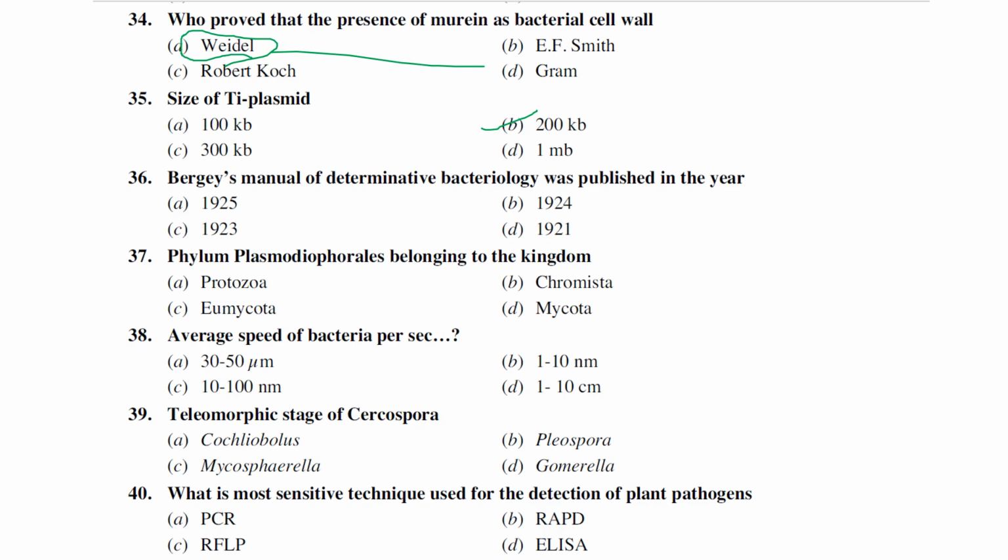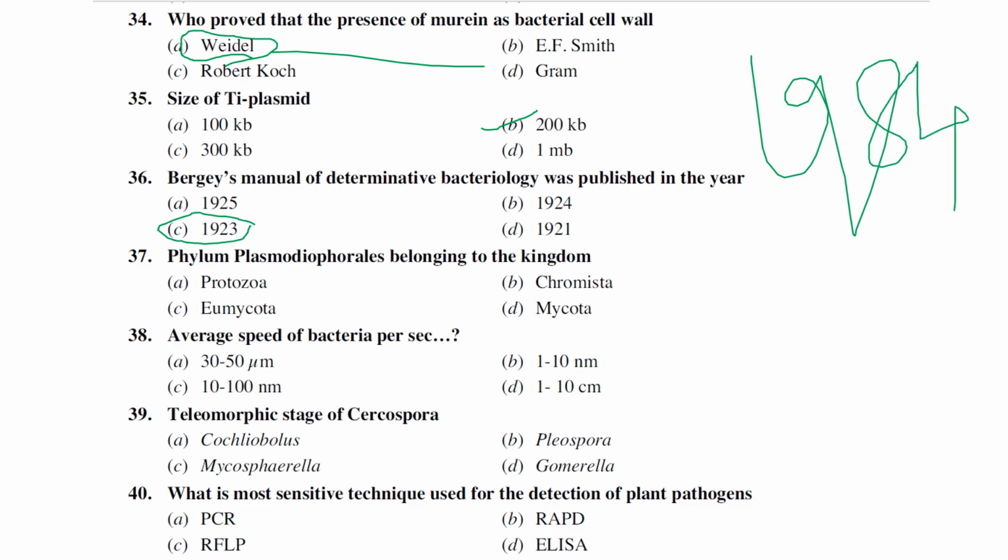Bergey's Manual of Determinative Bacteriology was published in... There are two kinds of manuals related to bacteria, naming, classification, everything: Bergey's Manual of Determinative Bacteriology and Bergey's Manual of Systematic Bacteriology. Generally, Determinative Bacteriology was published in 1923. Systematic Bacteriology, 1984. Later editions also came, volume 1, volume 2, but the first ones were 1923 and 1984.